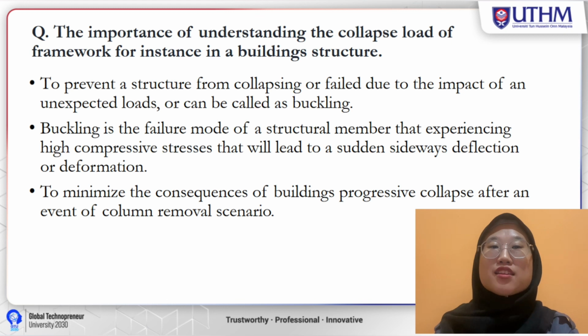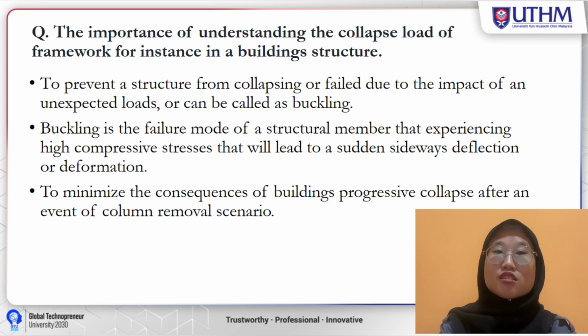So for example, in a building structure, some buildings will fail progressively due to design codes of the structure that were not firm and strong enough when going through the action of an unexpected load. So therefore, understanding the concept of collapse load of framework is very important for a design engineer to minimize the consequences of building progressive collapse after an event of a column removal scenario.